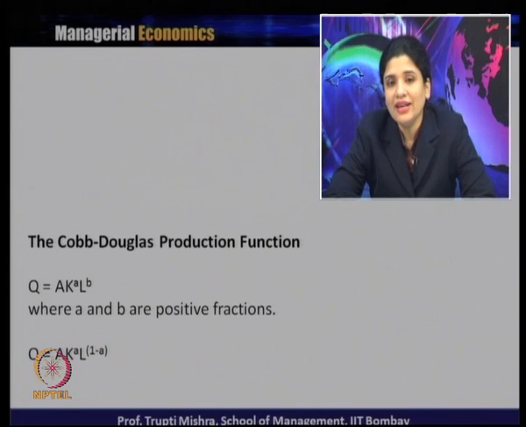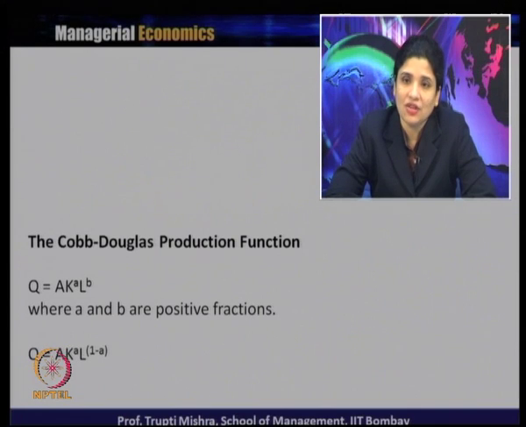Cobb-Douglas production function takes the form of Q, that is output, which is a function A K to the power a and L to the power b, where a and b are positive fractions, K is the capital and L is the labor. So, Q is A K to the power a, and alternately we can take L to the power 1 minus a, because a plus b has to be equal to 1.